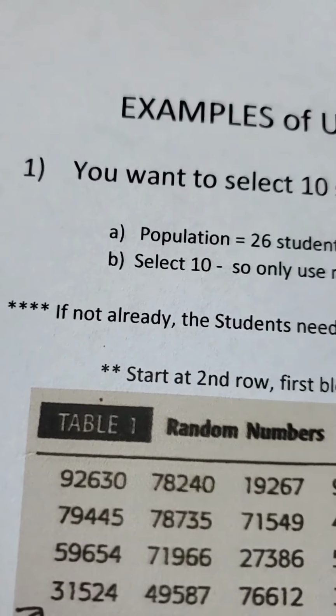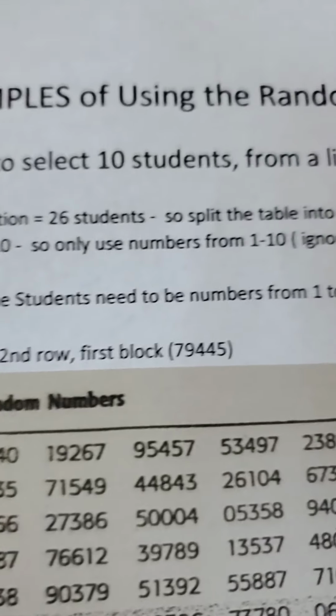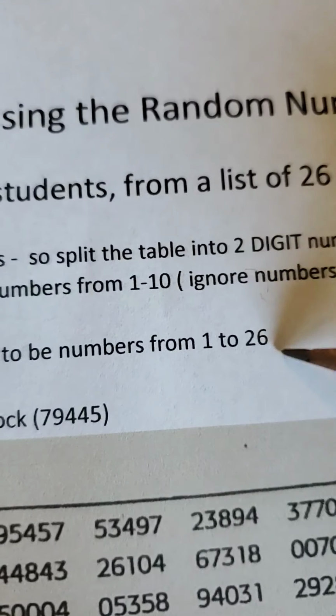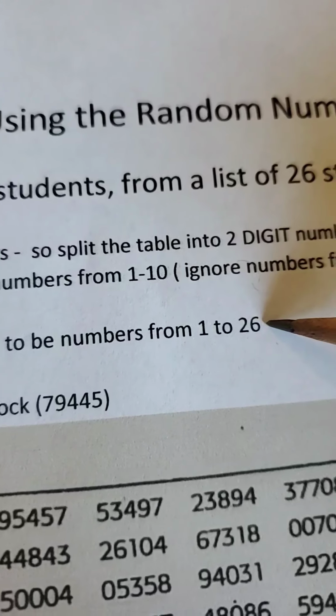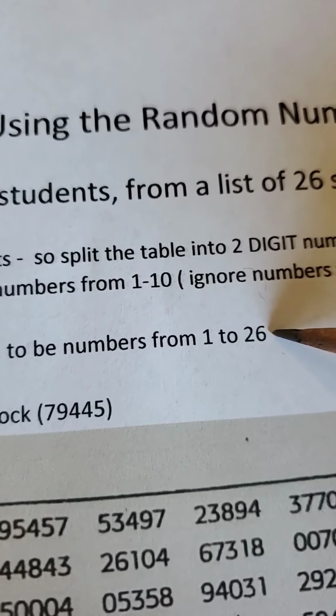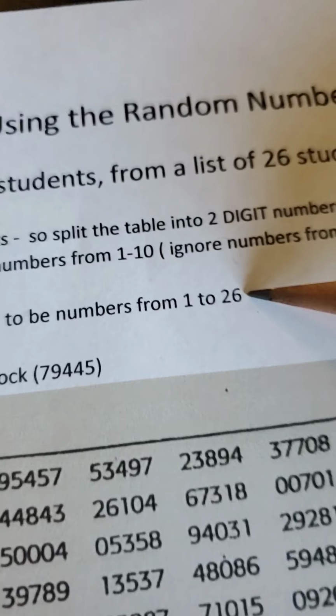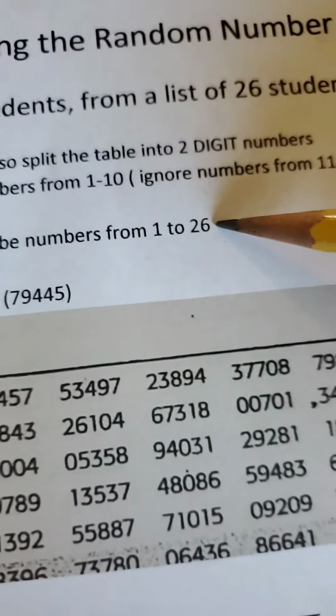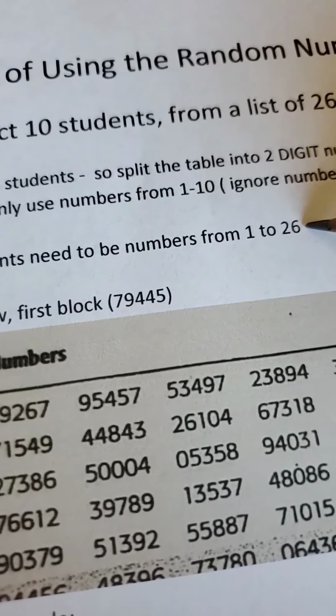Big emphasis also, if you've not already done so, the students need to be numbered from 1 to 26. You don't care about student names, you care about student numbers. Each student will get a number assigned to it, and you have to assign that, usually alphabetically or however it is, but somehow you've got to assign the numbers.